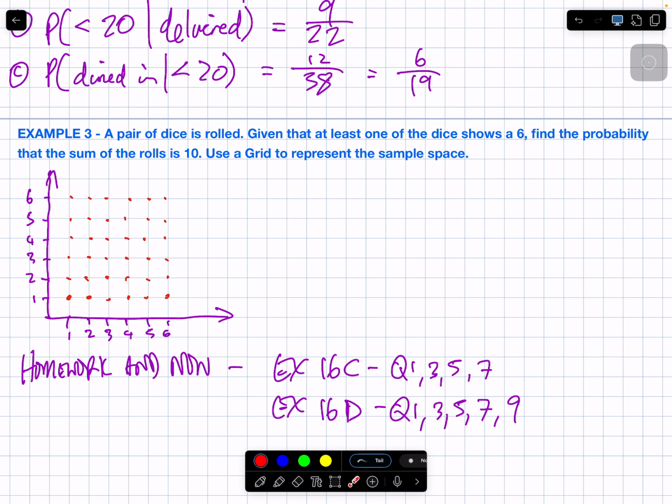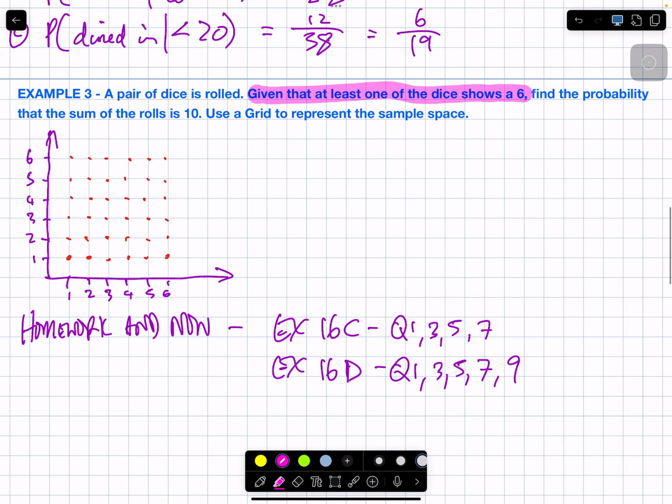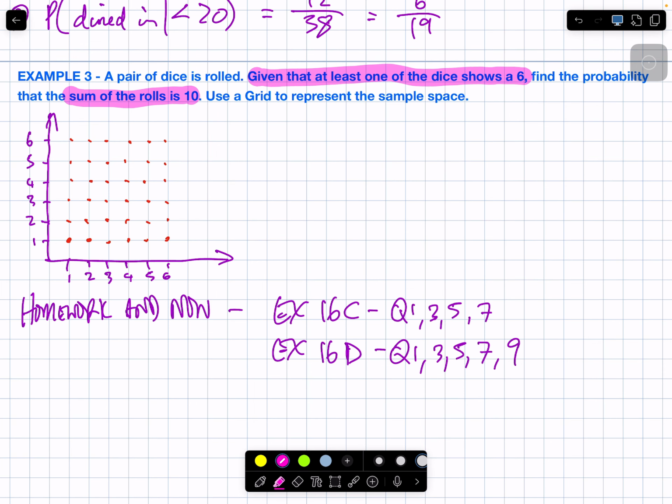Last one, a pair of dice is rolled. Given that at least one of the dice shows a 6, find the probability that the sum of the rolls is 10. Use a grid. Do you agree with that grid? Does that grid represent 2 dice being rolled adequately? It shows the 36 possible results of rolling a fair dice.